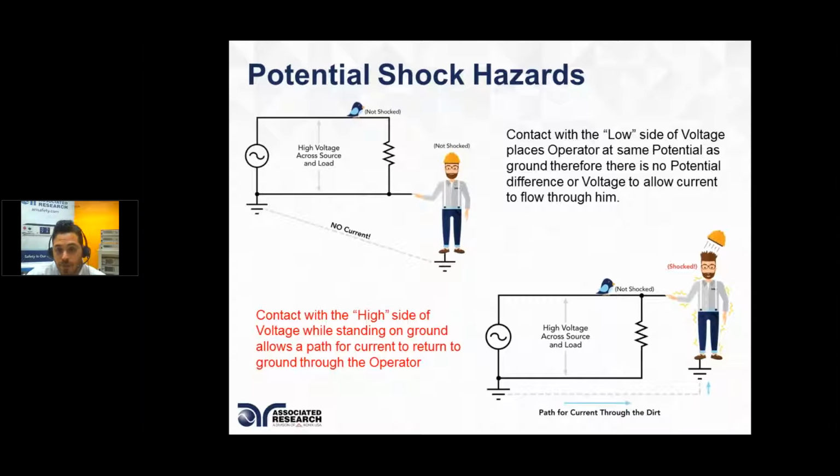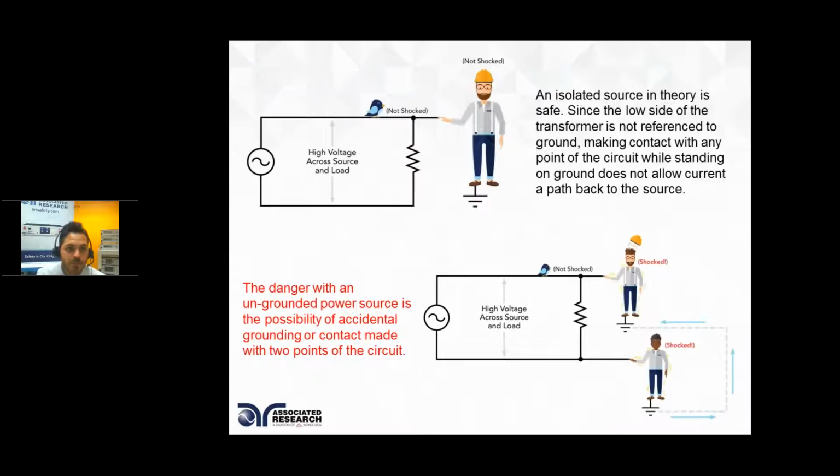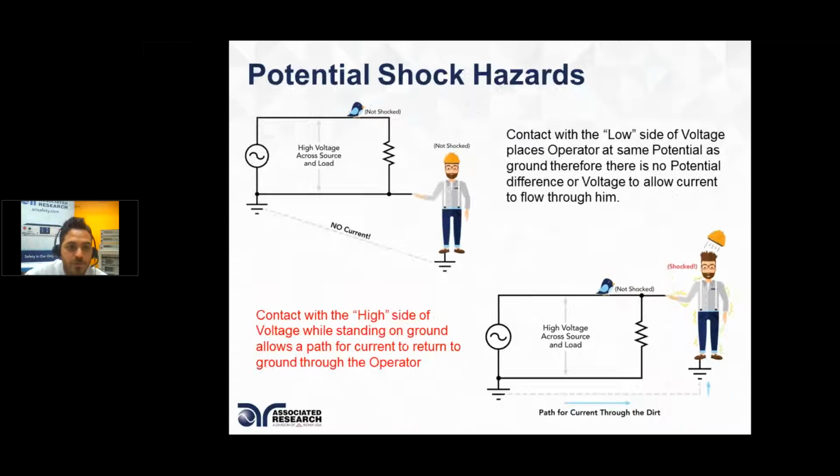So to elaborate here, we see the current flowing through the high side, through his body, and now it's returning to the source through Earth. A path for current through the dirt. Let's look at a couple of different scenarios. Now there's something a little bit different about these sources. We'll go back to the previous picture.